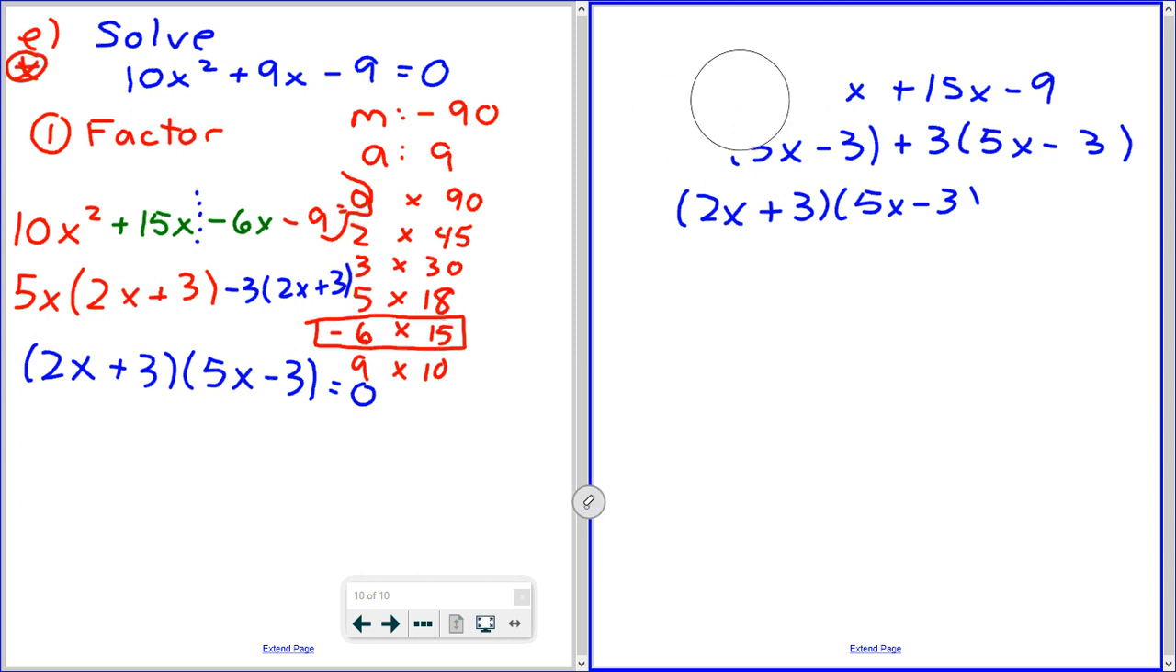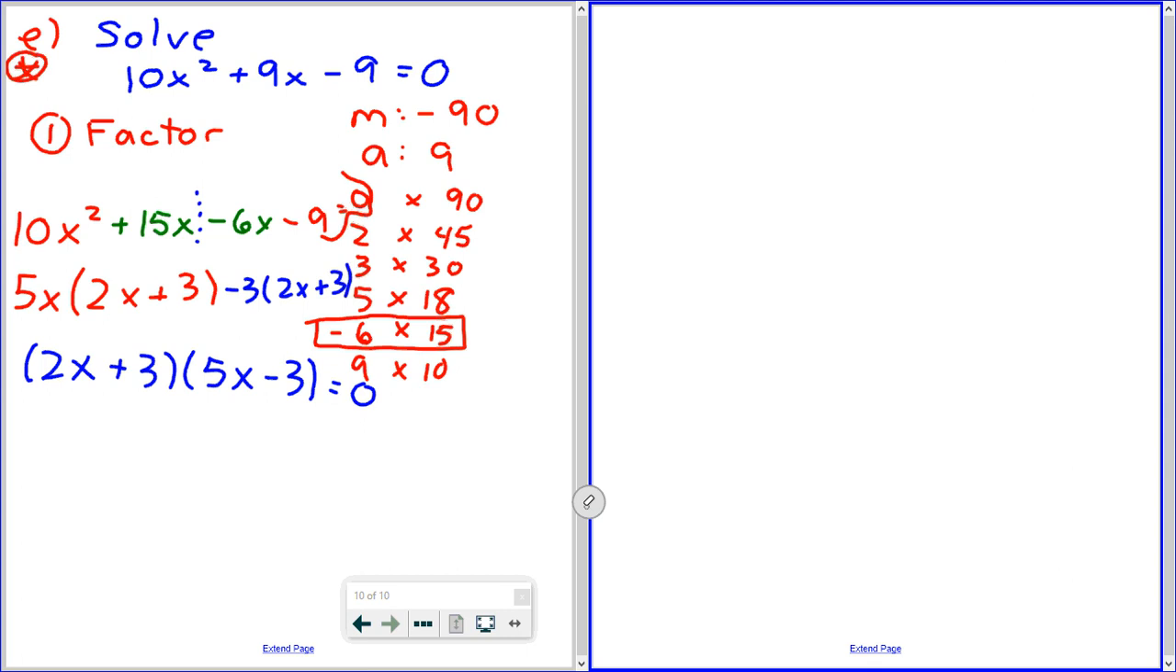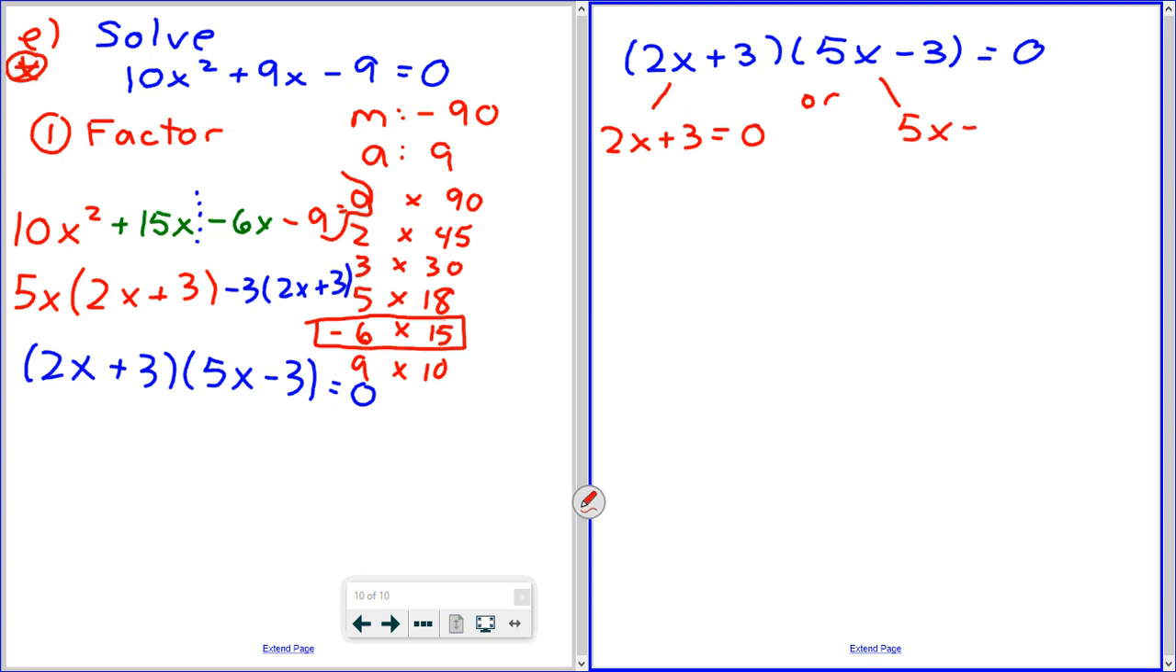So this is the key thing, and then I'm going to stop after this. What we're left with here is 2x plus 3 times 5x minus 3 equals 0. We did a little bit of this before, but I'm just going to remind you. If you have two things that multiply to give you 0, what does that mean? One of them has to be 0. So either 2x plus 3 equals 0, or 5x minus 3 equals 0.